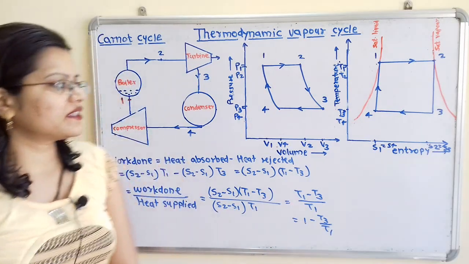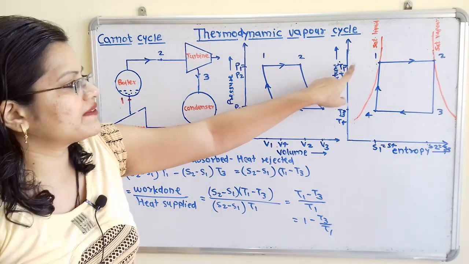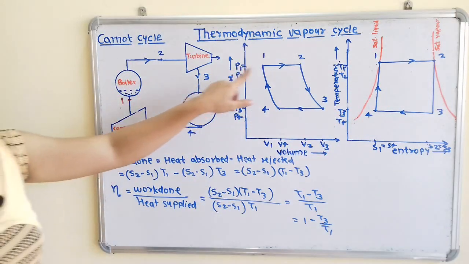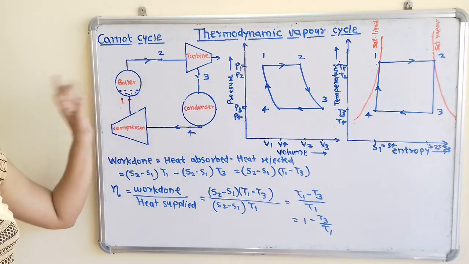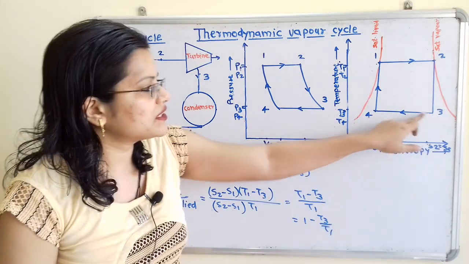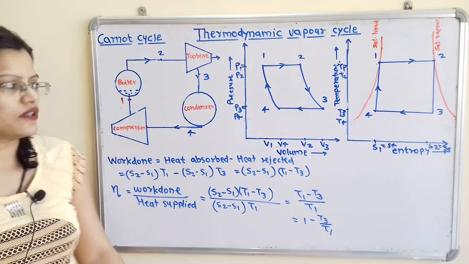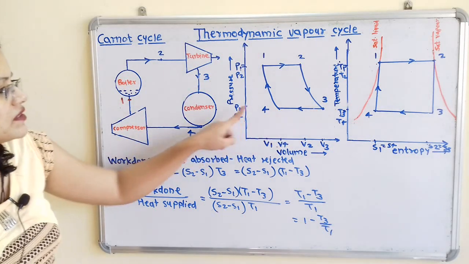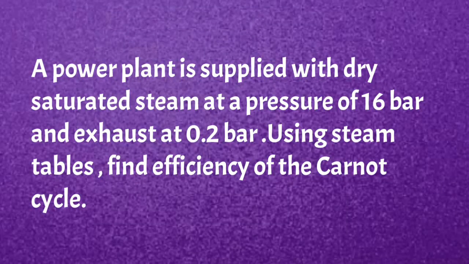Now how we can define this temperature T1 and T3? So if we observe, this temperature T1 is the highest temperature corresponding to boiler pressure. So here corresponding boiler pressure, that is nothing but P1, and which is equal to P2. And how we can define this temperature T3? So this temperature T3 is the lowest temperature and it is corresponding to condenser pressure. So if we observe this condenser pressure, that is during the process 3 to 4, which is nothing but P3 is equal to P4.